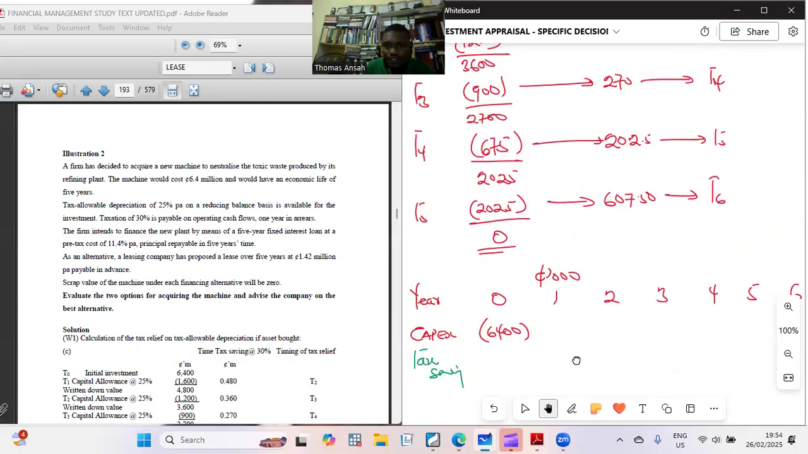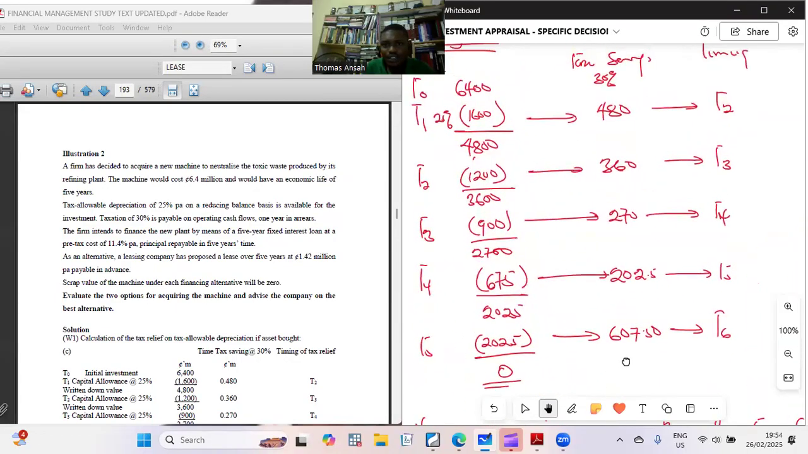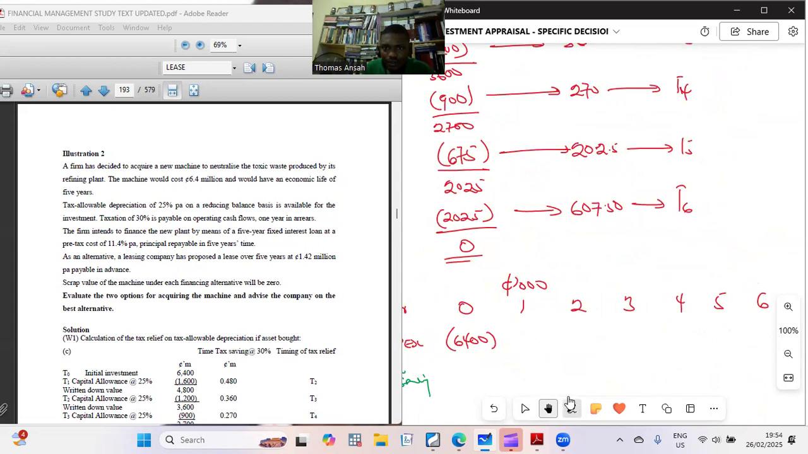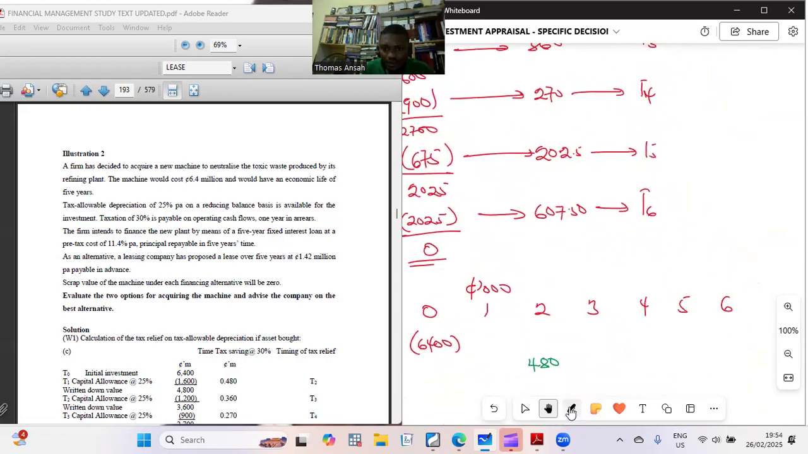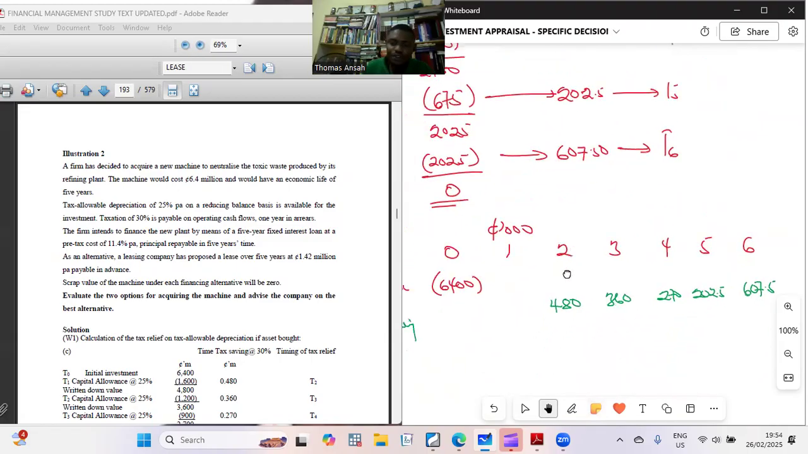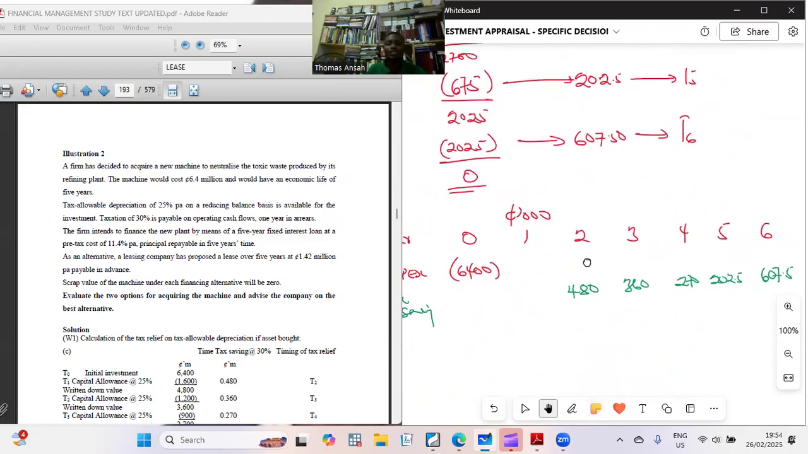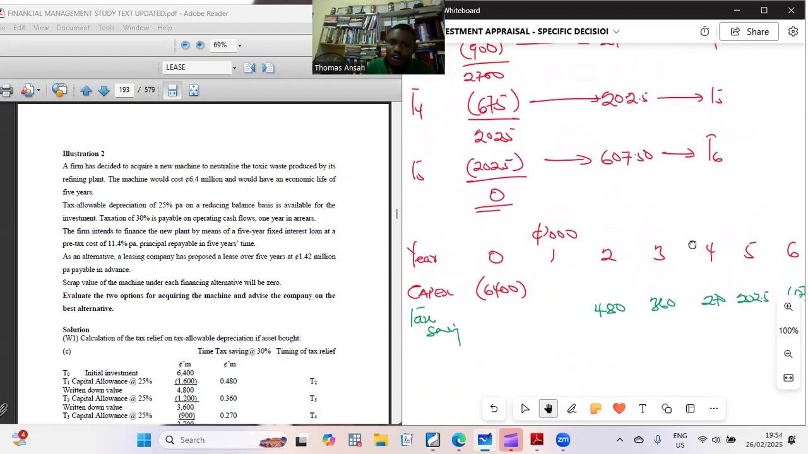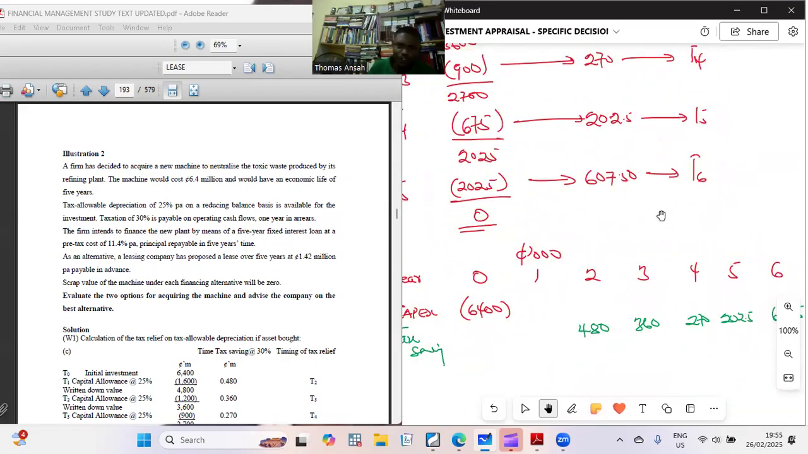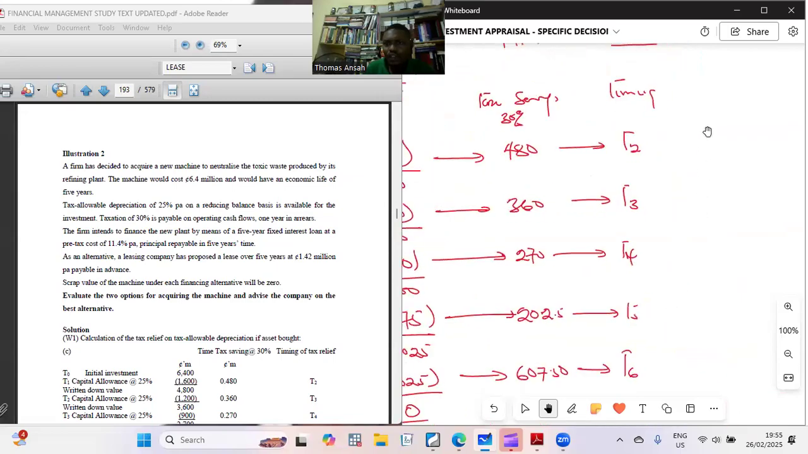Capital allowance, tax savings, which start from which year? Year 2: 480, 360, 270, 202.5, and 607.5. These are not figures that you can treat as an annuity. They are different figures. All right. You can also set up your table vertically. Okay, so that is that.